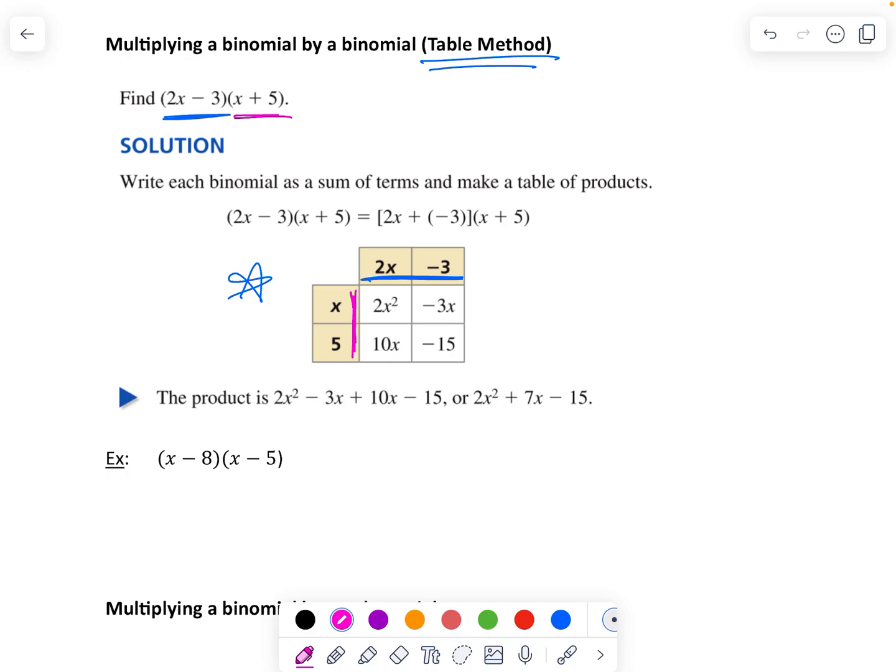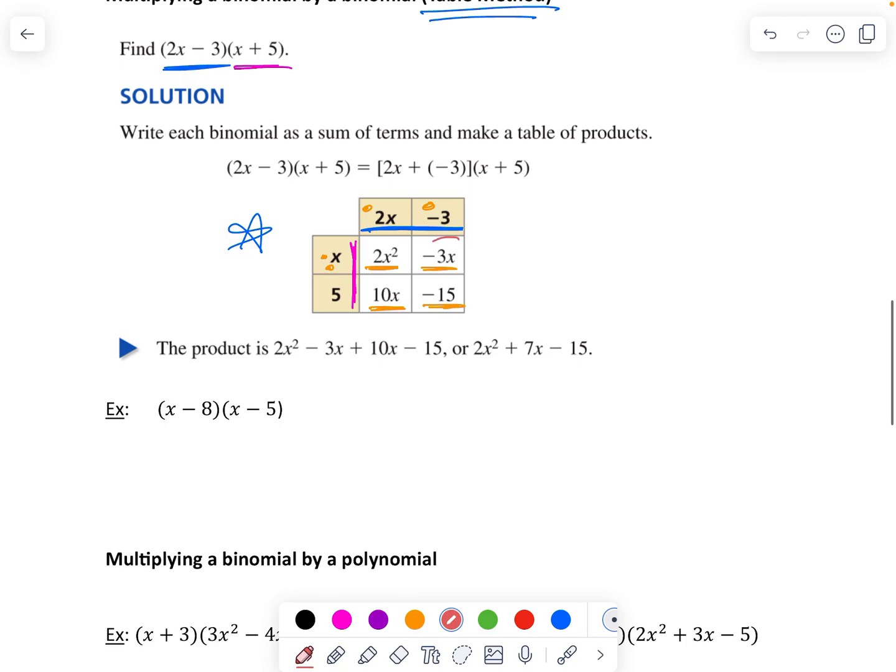And then just like a multiplication table, we get x times 2x is 2x squared. x times negative 3 is negative 3x. 5 times 2x is 10x. 5 times negative 3 is negative 15. So there are our 4 factors, and we still combine like terms, so we need to combine these two together, right? Because they're like terms, and then we can write our final answer.